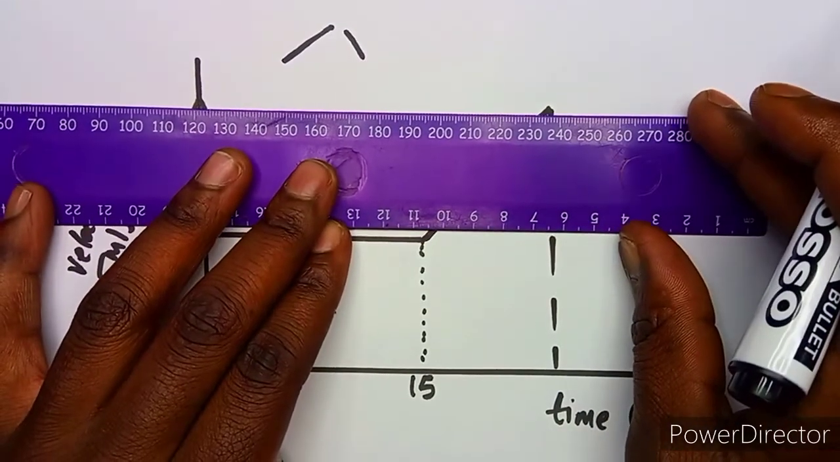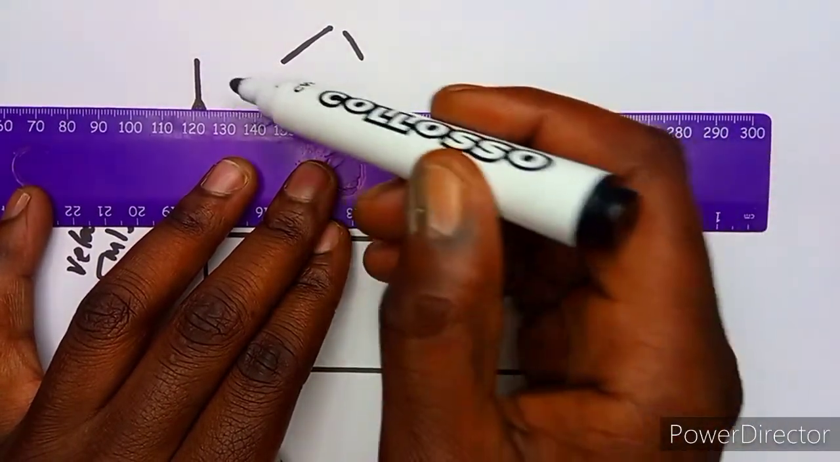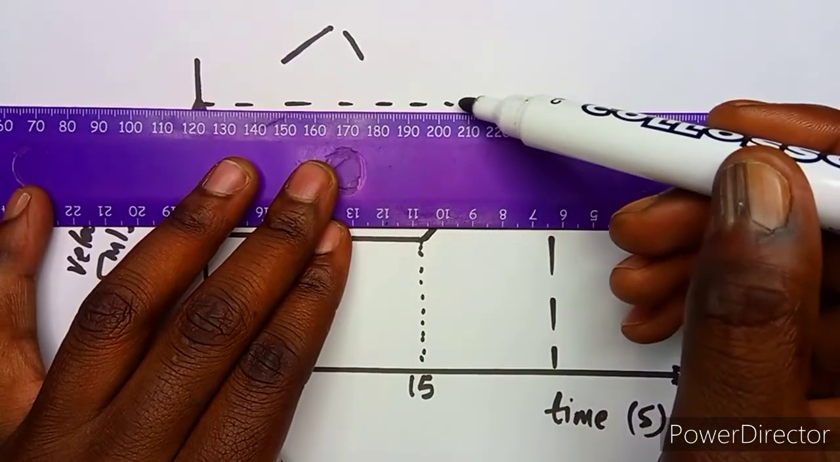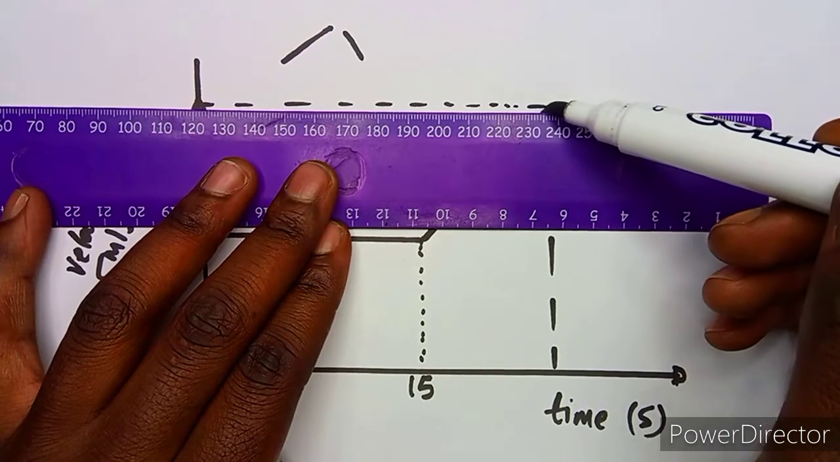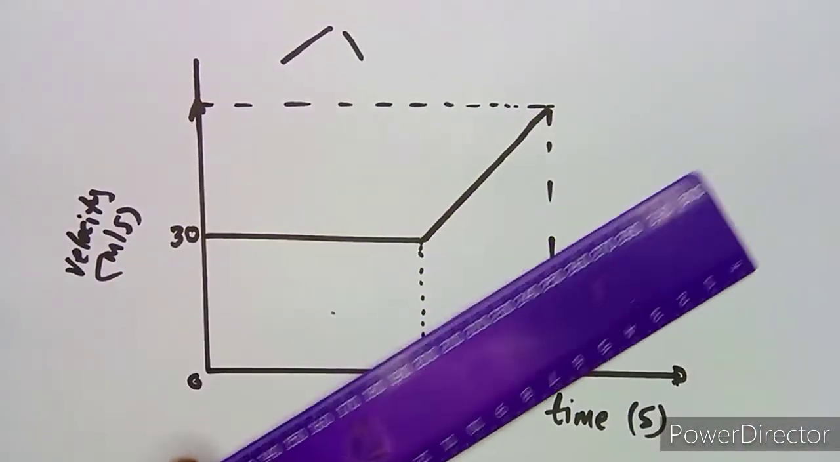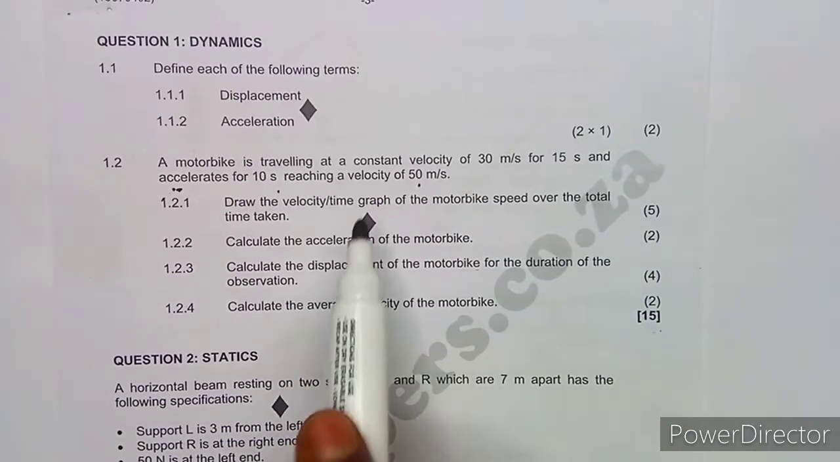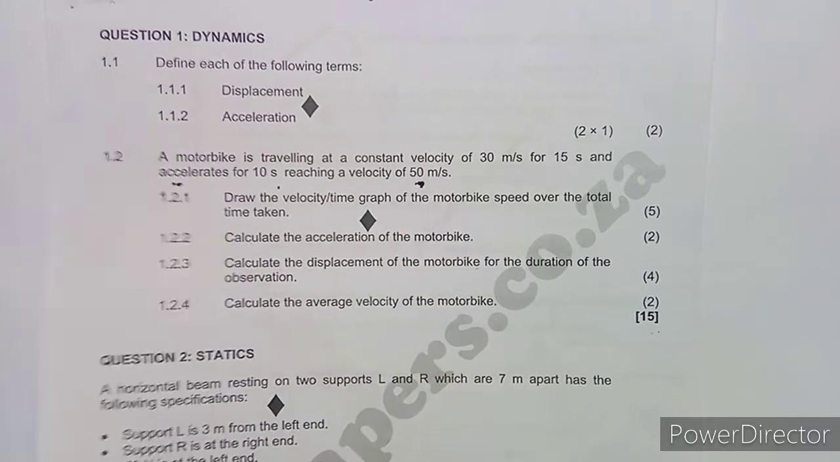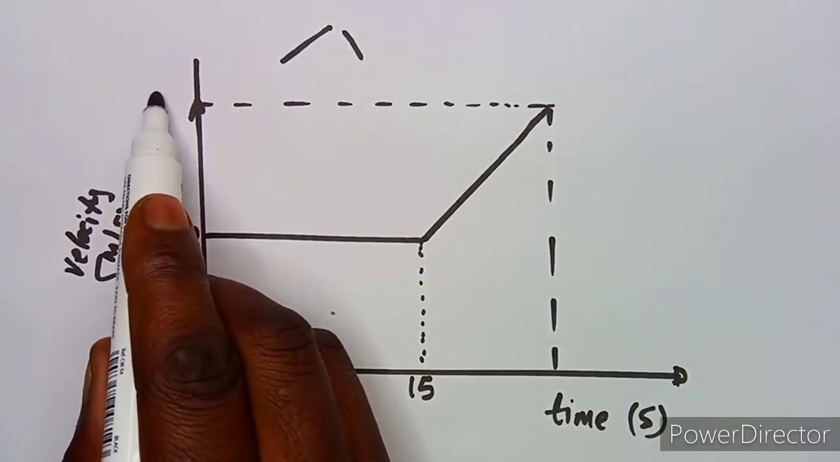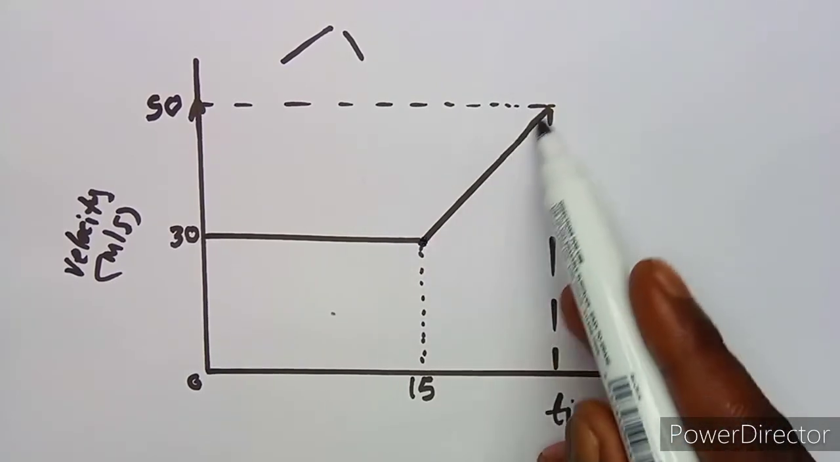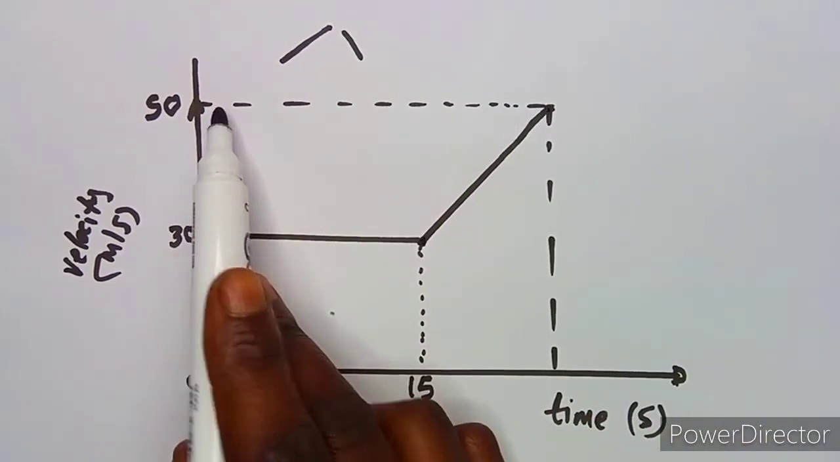Just here you just use broken lines. Don't use a continuous line because it's just a presentation to indicate the corresponding velocity. It's not part of the graph. It's just to indicate that velocity is corresponding with the value of what? Of 50, because the velocity is now at 50. So this value here is now at 50 because it accelerated from this point up to this point, which corresponds with 50.